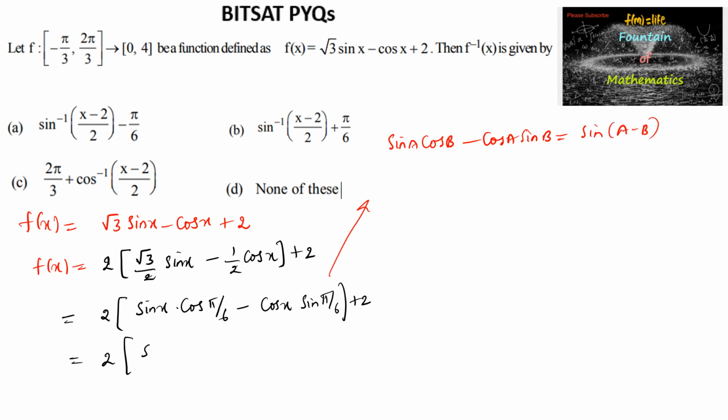So we can write sin of x minus pi by 6 plus 2, and we know that the sine range lies between minus 1 to 1, and it is plus 2, so your range will be 0 to 4 and even within the domain. So we can consider that this function f is bijective and f inverse exists.